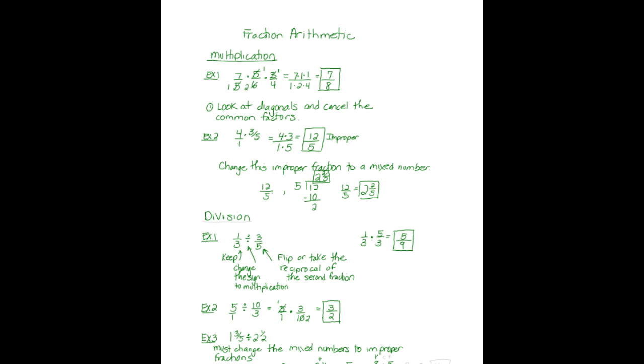Remember, we have to do keep, change, flip. So let's rewrite this. This is 8/5 times 2/5. Okay, we look on our diagonal to see if there's anything we can cancel. I don't see anything. So we multiply straight across, 16 over 25. And we're finished.